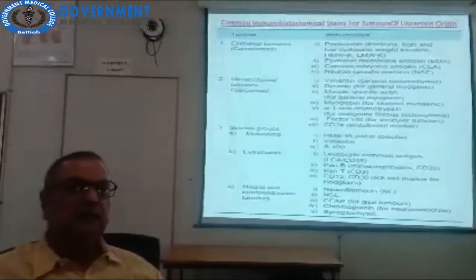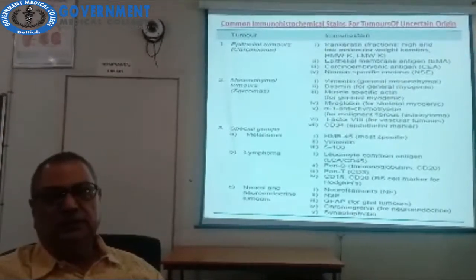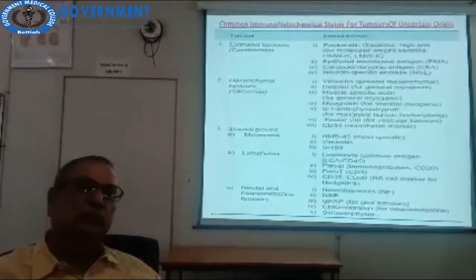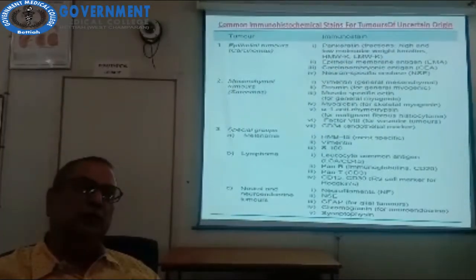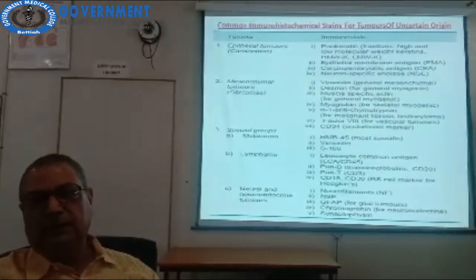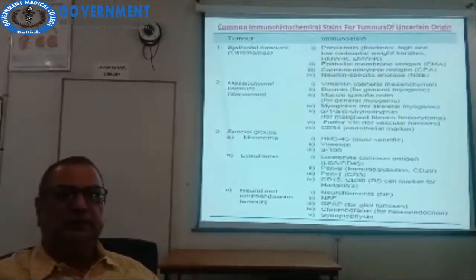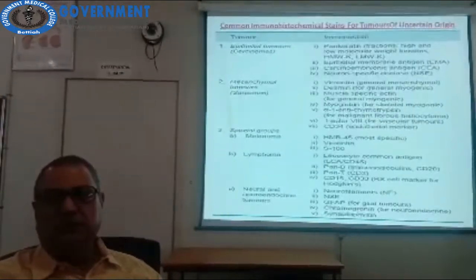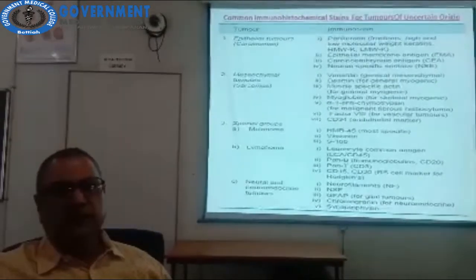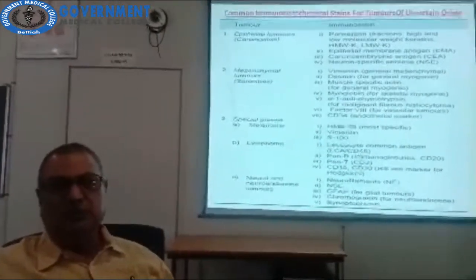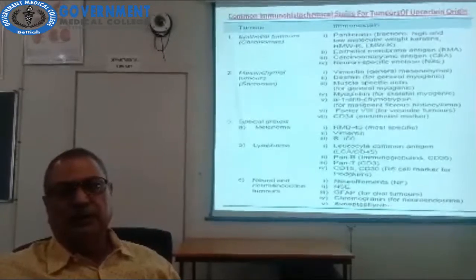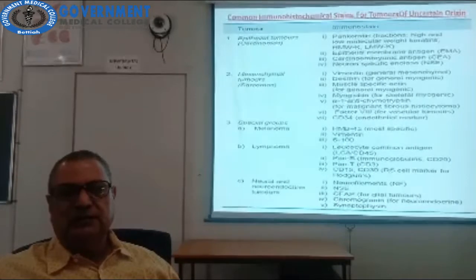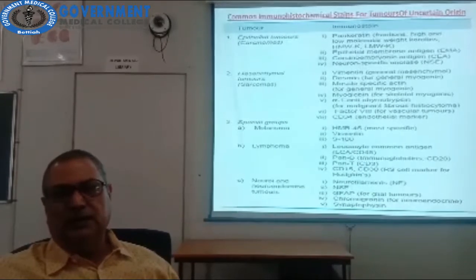Pancreatin. Then epithelial membrane antigen is a marker of epithelial tumor. Carcinoembryonic antigen is a marker of epithelial tumor, particularly adenocarcinoma of the stomach or colorectal tumors. Neuron-specific enolase is also an epithelial tumor marker. For mesenchymal tumors or sarcomas, the immunohistochemical markers are vimentin, desmin, muscle-specific protein, myoglobin, alpha-1 antichymotrypsin, factor 8 for vascular tumors, and CD34 for endothelial markers.